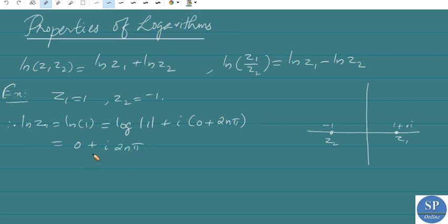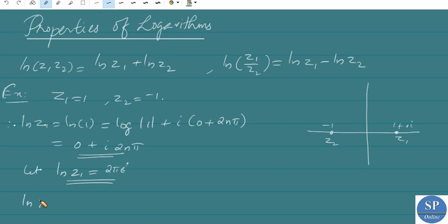So if we take n equal to 1, let ln of z1 be equal to i times 2 pi, or 2 pi i. If we take the argument to be 2 pi, then log z1 is 2 pi i. Also we have log z2.